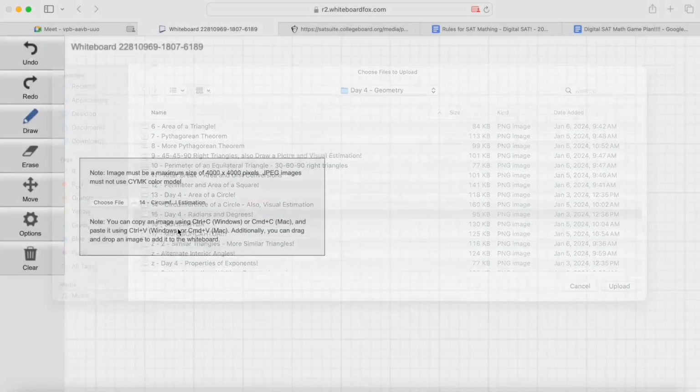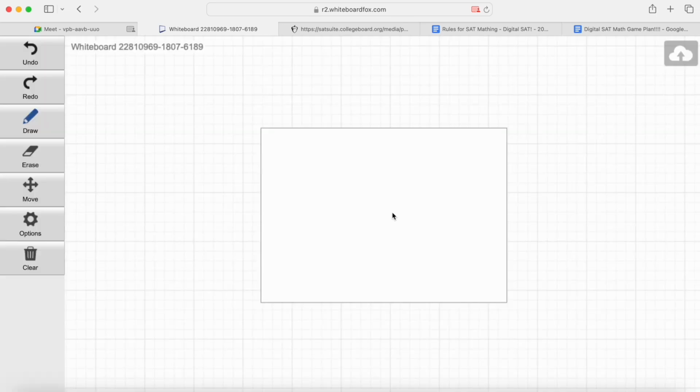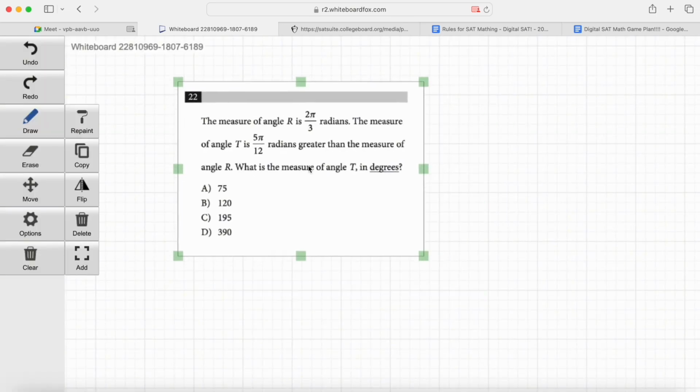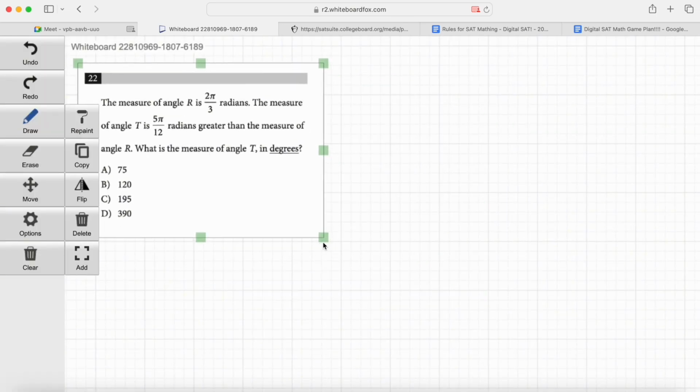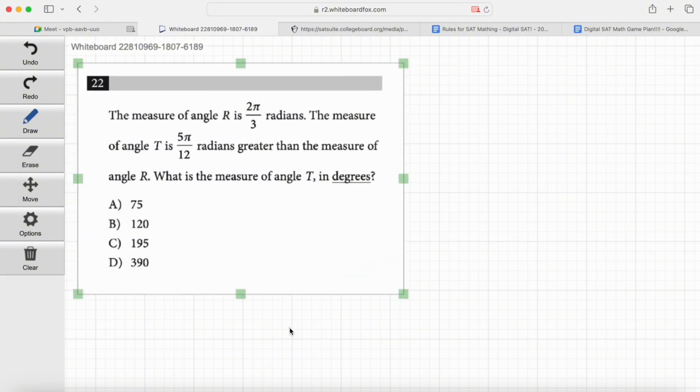Okay, this is a tough-ish question. We're talking about radians here. Catherine, you are up. Go ahead and read question number 22 for us, please. The measure of angle R is 2 pi over 3 radians. The measure of angle T is 5 pi over 12 radians greater than the measure of angle R. What is the measure of angle T in degrees?